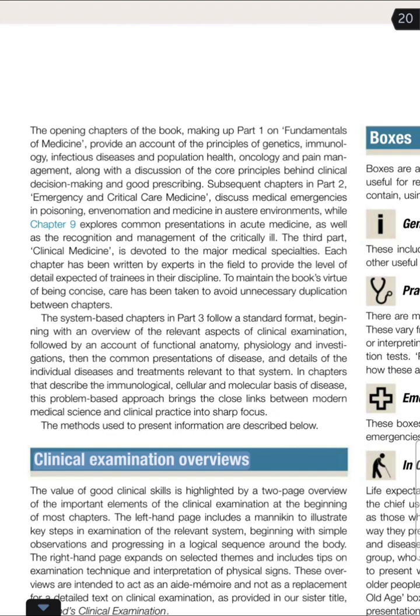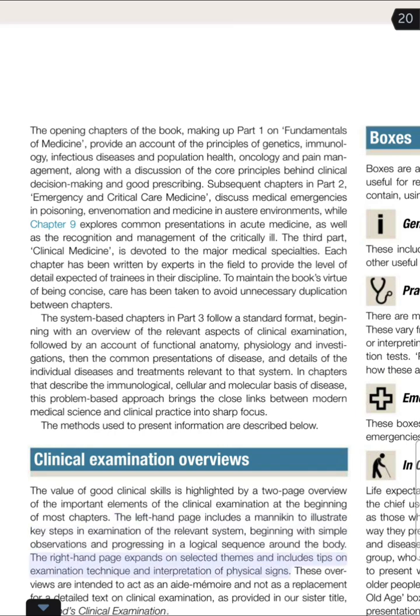Clinical examination overviews. The value of good clinical skills is highlighted by a 2-page overview of the important elements of the clinical examination at the beginning of most chapters. The left-hand page includes a mannequin to illustrate key steps in examination of the relevant system, beginning with simple observations and progressing in a logical sequence around the body.